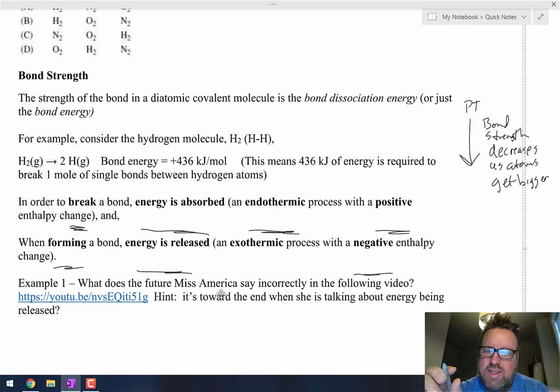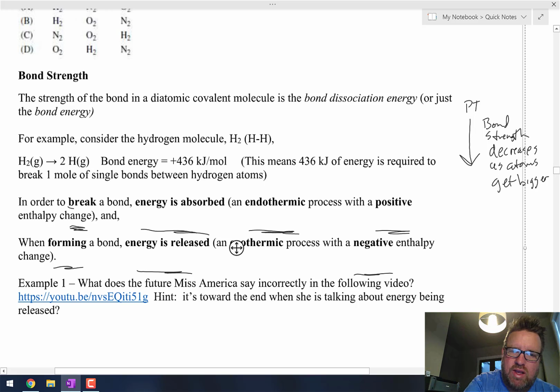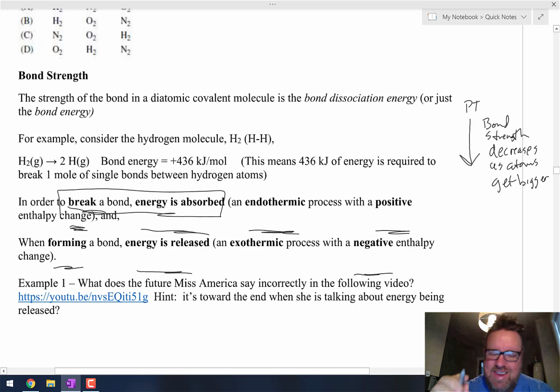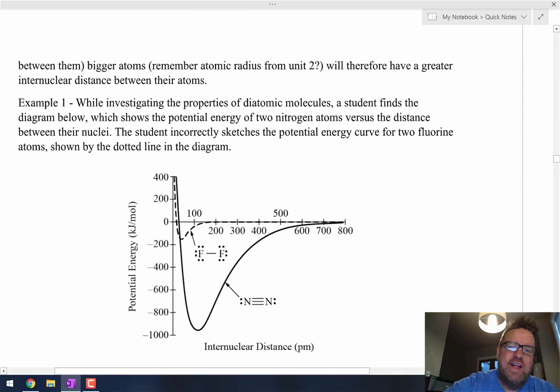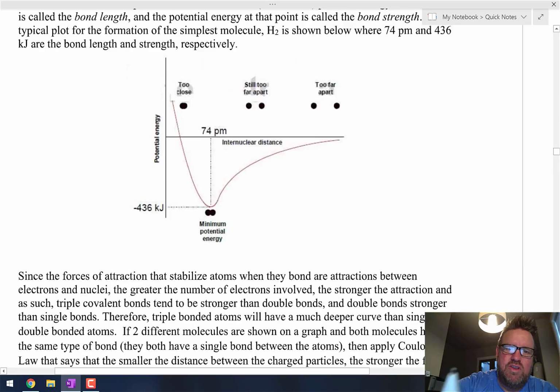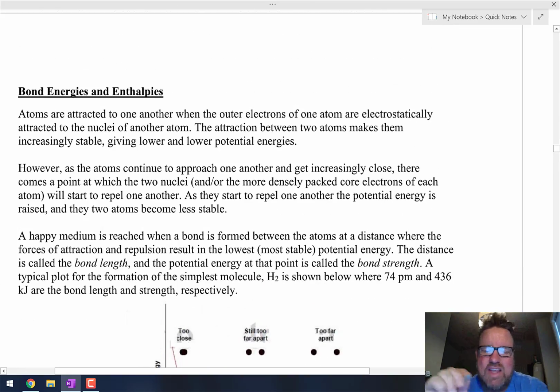Energy is not released when bonds are broken. Again, anytime you break a bond, it takes energy to do that. It's actually a really cool video. If you can, type it in on YouTube. She does say at one point something to the effect of energy is released when the bonds are broken, and that is not correct. What this whole next section is basically referring to is that it takes energy to break bonds, and it releases energy when new bonds are formed.